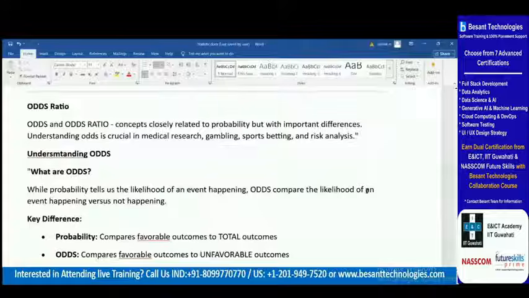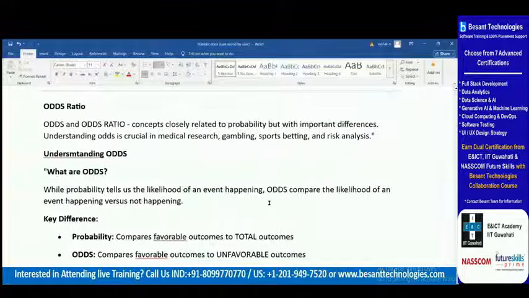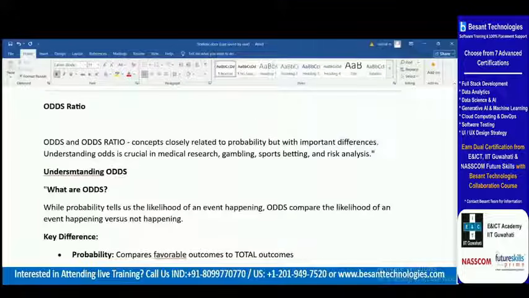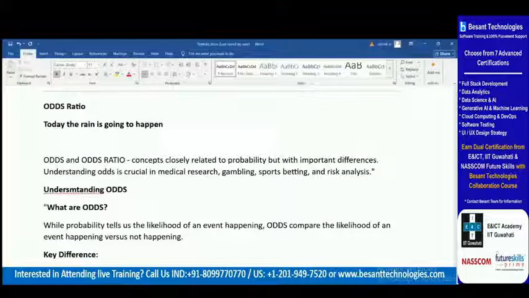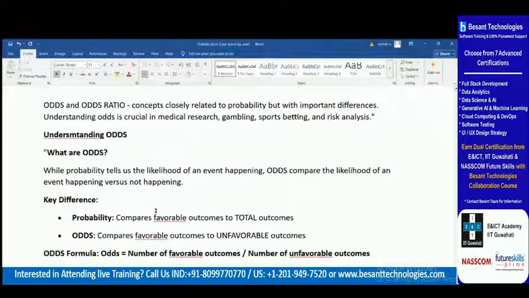After comparing and getting the probability, consider I ask you what is the probability of this kind of event not happening. Hope you understood what I told now. Consider I say that today the rain is going to happen. What if I ask you that today no rain is going to happen? At that time, this odds ratio comes in. Let's see what the odds and odds ratios are.